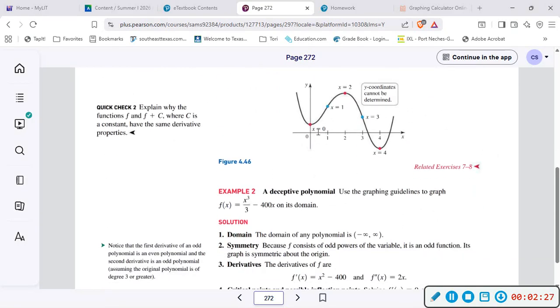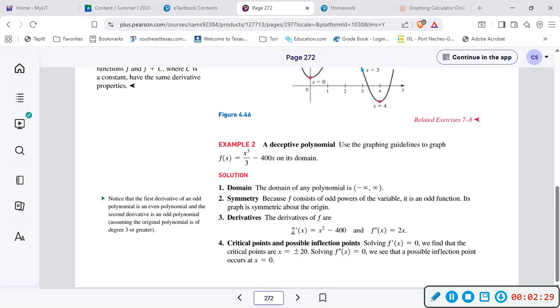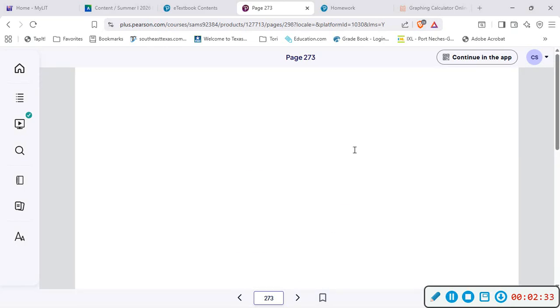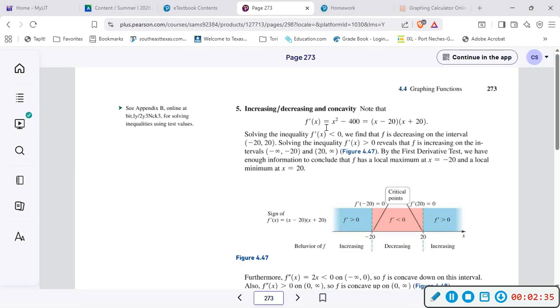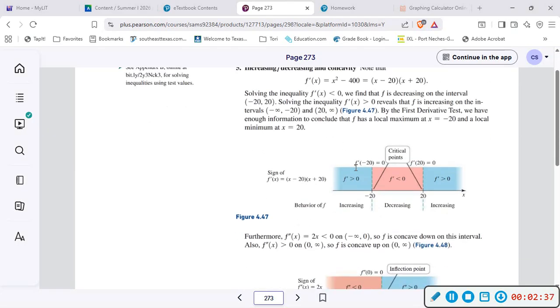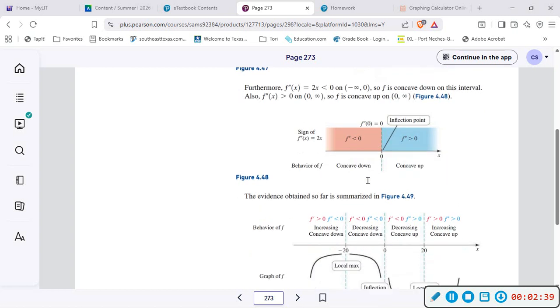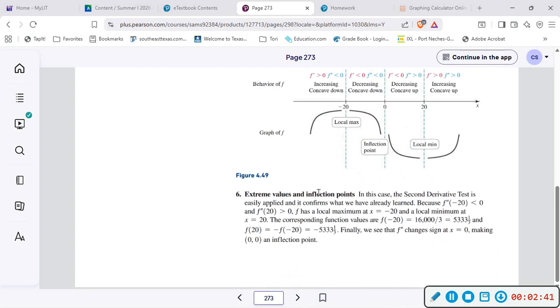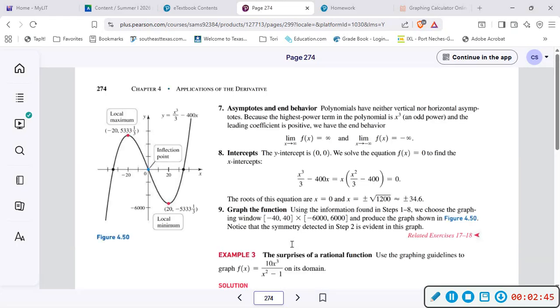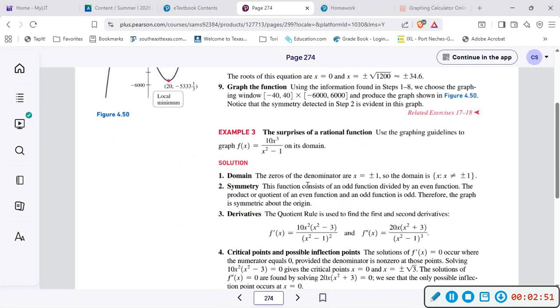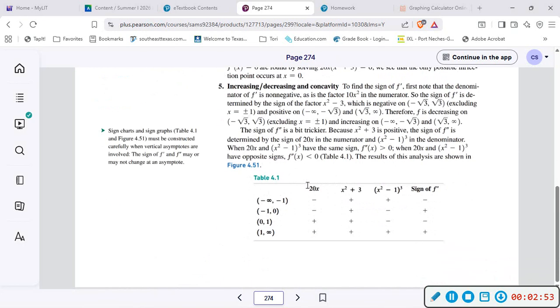Here we have a polynomial. Another good example you can go over. Here one's talking about the concavity, increasing, decreasing, critical points. You just get several examples here. Locating extremes. Some more talking about asymptotes and end behavior. So all of these would be good examples to go over.